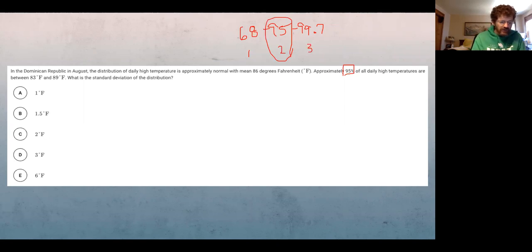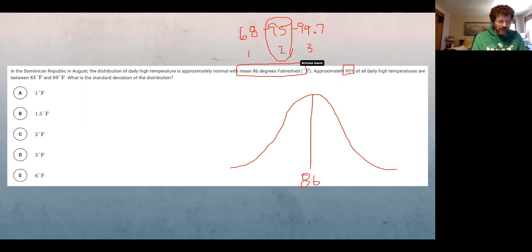If they had said 68%, that would be one standard deviation away from the mean. So now I want to think of this as a normal distribution. I've got my mean right here, which is 86. I'm identifying that right here, the mean of 86 degrees Fahrenheit. I know that 2 standard deviations away captures 95% of the data, and that's between 83 and 89. So somewhere about right here and here are 83 and 89, which means I have my other standard deviation in between, about right here, whatever's in between.